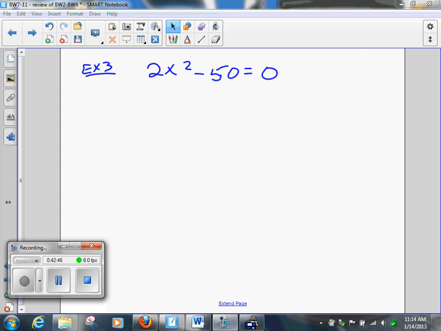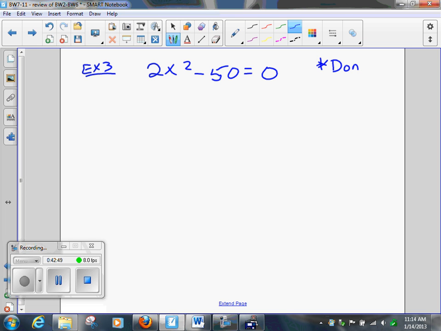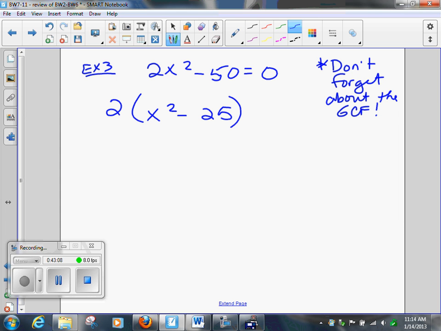Don't forget about the GCF. Write this down. Don't forget about the GCF. There's a little twist here. We factor like normal. 2 times the quantity, x squared minus who? There you go. And then, are we done? Oh, we're still not done. What do we have to do? That's a difference of squares, so we're going to have x minus 5 and x plus 5. Okay. Let me ask you something.